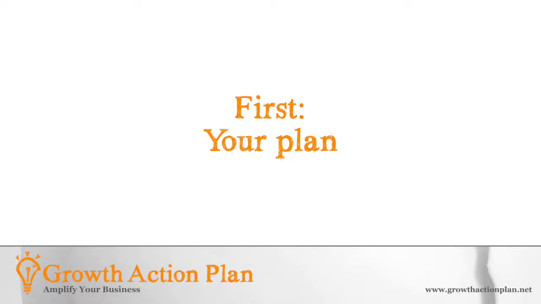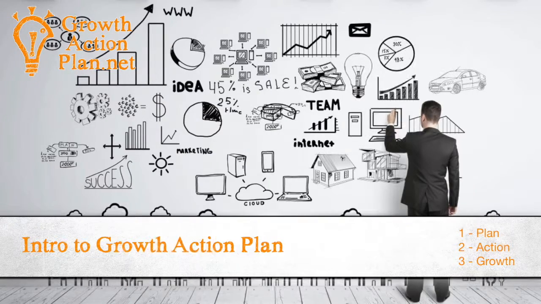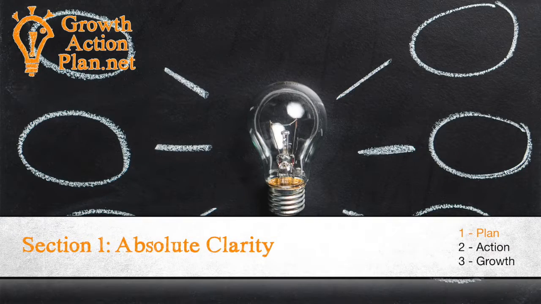First of all, your plan. So the first thing we've got to do is to take your whole business and find what we need to do to grow the business. There's a variety of things we've got to do. We've got to look at, number one, absolute clarity. What does your business do? So here we look at the lean canvas model.